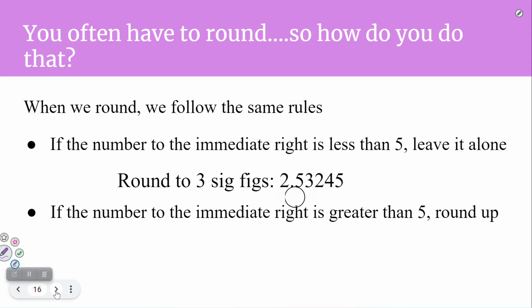So we're going to look at the neighbor, which is a 2. So that is less than 5. So that means that that 3 will stay a 3 and then everything else goes away. So this is going to be rounded as 2.53 if we wanted to round this to 3 significant figures.